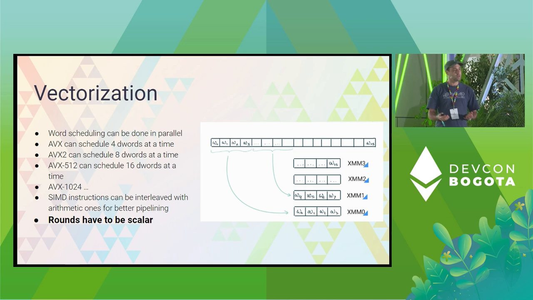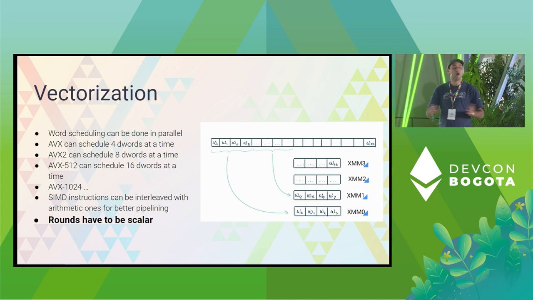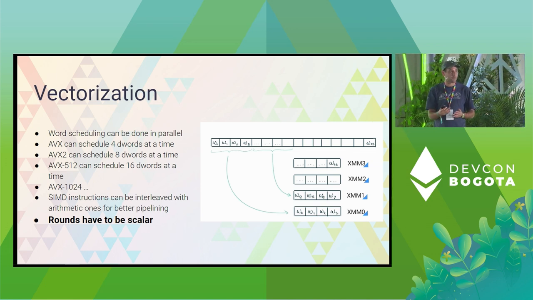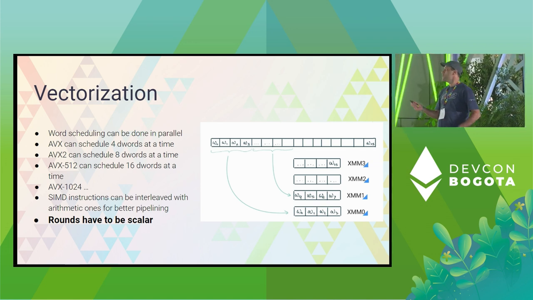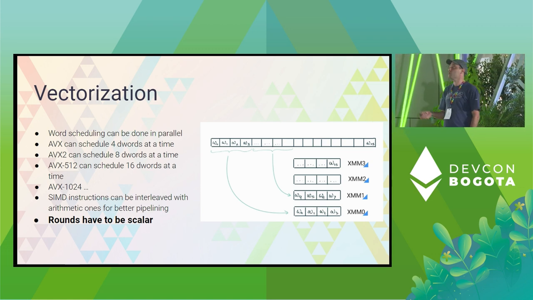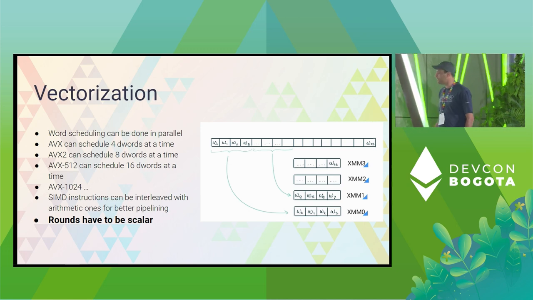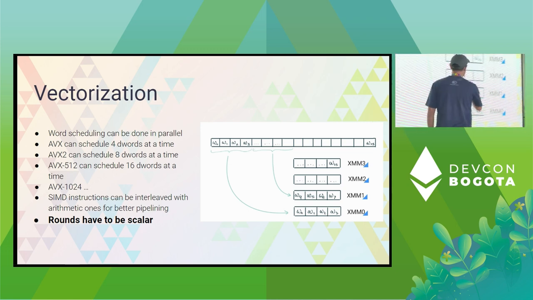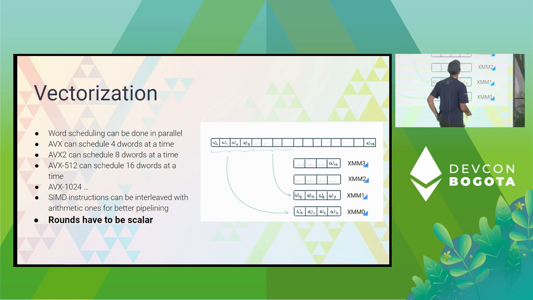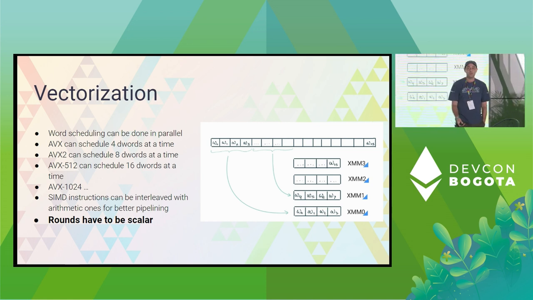You can compute your scheduled words, as I told you, without knowing what the current status of the hashing is. So all of them use vector instructions to compute several words at a time. If your CPU supports 128 bits registers like these ones, and almost every CPU now does, then you're going to compute 4 words at a time, 4 double words at a time. You start with your 16 double words, which is your message, and you can put those 16 double words in only 4 registers.